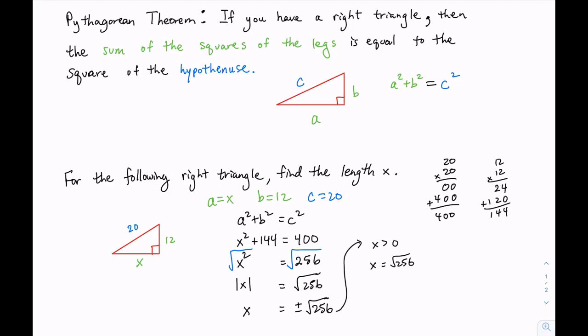Are there any perfect squares in 256? I don't believe so. Oh, actually, x is equal to the square root of 4 times 64. So x is now the square root of 4 times the square root of 64. X is now equal to what? 2 times 8, which is 16. So x has a length of 16.